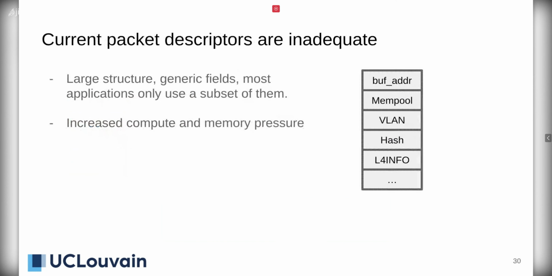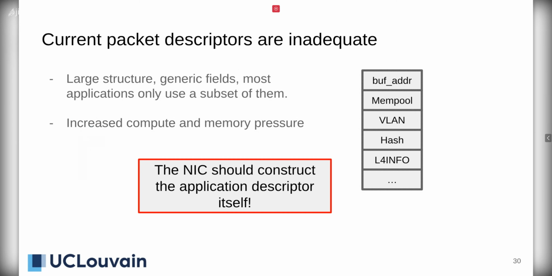We believe that the packet descriptors we are currently using are inadequate. They are very large structures. Most of the fields are generic, and most applications don't even use all the fields. So you just increase compute and memory pressure for no reason. And so we believe that the NIC itself should construct the final descriptor, the final metadata which will be needed by the application.